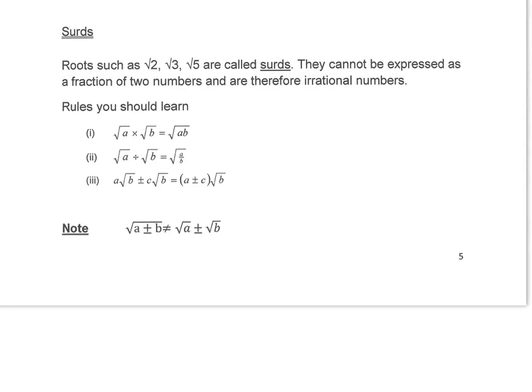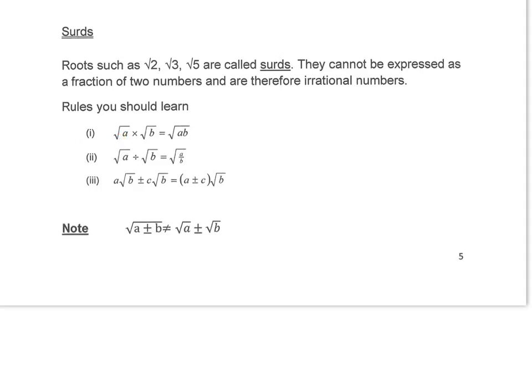Surds. Okay, so root 2, root 3 and root 5 are all examples of surds. They cannot be written as a fraction and are therefore called irrational numbers. Like with indices, there are certain rules that need to be learnt. The first of which is the multiplication rule.